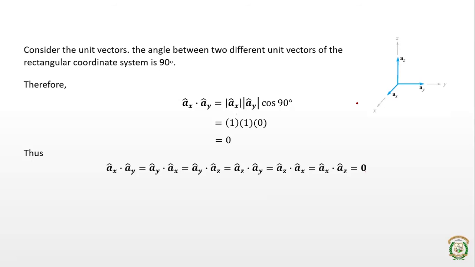Now tell me, what will be the dot product of a unit vector by itself? In that case, what will be ax dot ax?